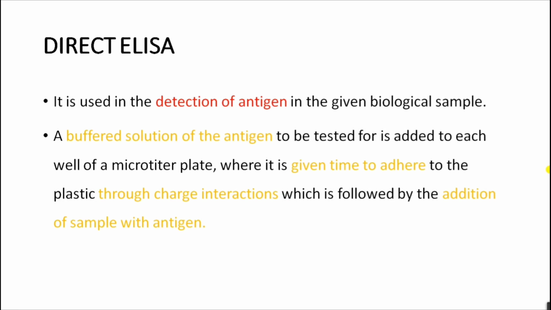So the patient sample will have an antigen, and a buffered solution of the antigen to be tested is added to the microtiter plate. In the last video, we showed what a microtiter plate is. It is given time to adhere to the plastic through charge interaction, which is followed by the addition of the sample with an antigen.